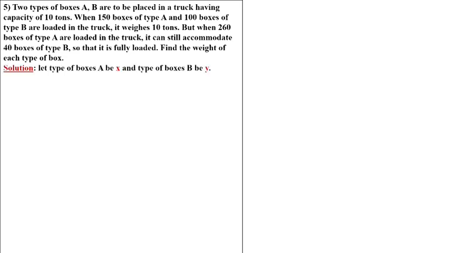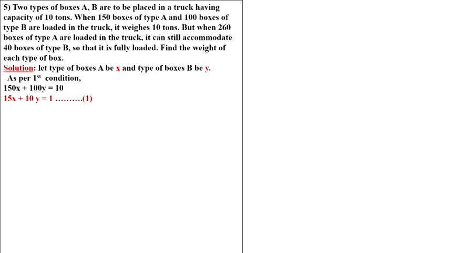Let the weight of box type A be x and of box type B be y. As per the first condition, it is given 150 boxes of A and 100 boxes of B. So 150x plus 100y equal to, the capacity of the truck is 10 tons. So we are taking 10. Dividing both sides by 10, we get 15x plus 10y equal to 1. That is our equation number 1.